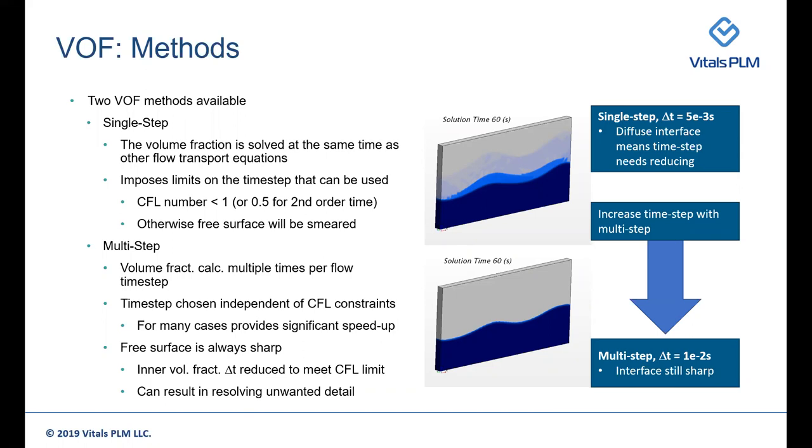The first one is single step, the second one is multi-step. Within the single step, the volume fraction is solved at the same time, like other flow transport equations. And there is a constraint to fulfill the condition of CFL to be less than one, or you can get it relaxed to 0.5 if you use a second order time marching scheme. Whereas in the multi-step approach, the volume fraction can be calculated multiple times per flow time step.